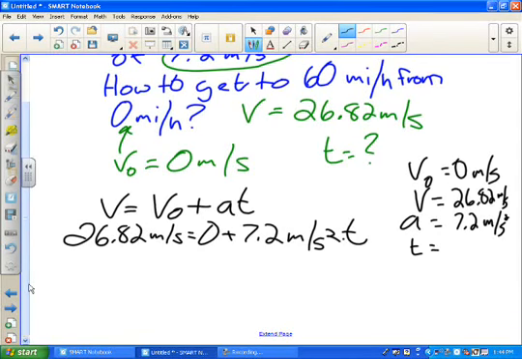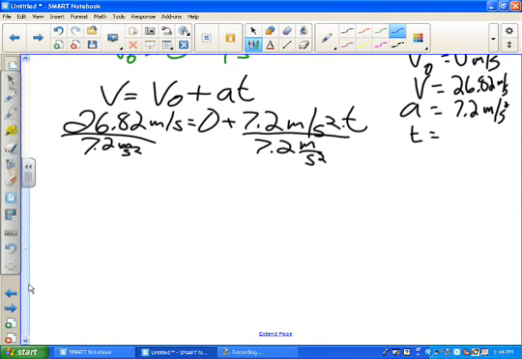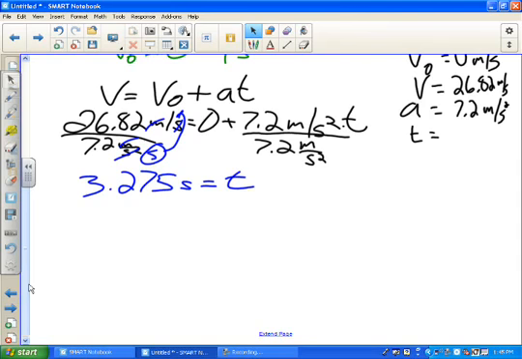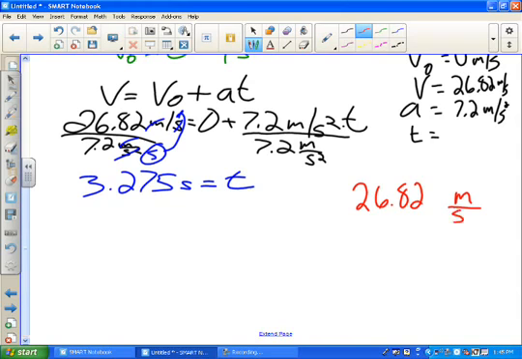When I go to solve this equation, essentially I'm going to end up with 26.82, and I'm going to divide both sides by 7.2, and I'll get a number, and then you'll see that the meters cancel and one of the seconds cancel, so I'll get a number in seconds, and that should equal my time. So 26.82 divided by 7.2 is 3.275 seconds. And that's how long it would take. So if I'm in a car and I want to go from 0 to 26.82 meters per second with the acceleration of 7.2 meters per second squared, it would take me 3.275 seconds to do that.